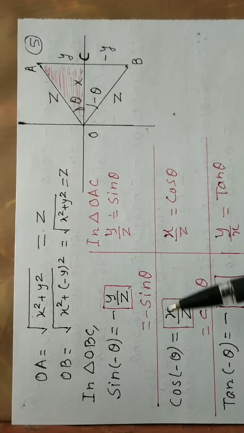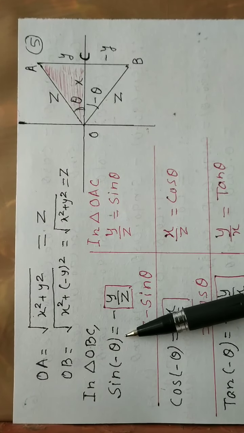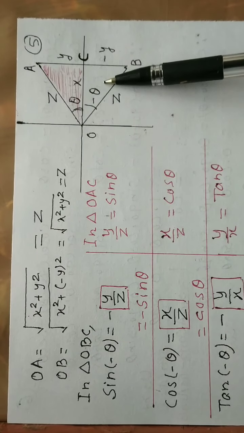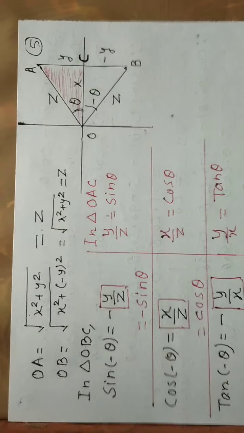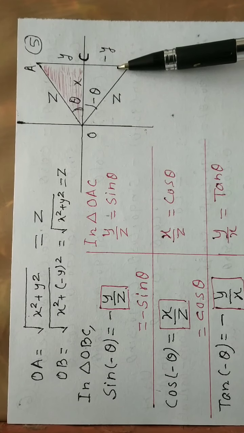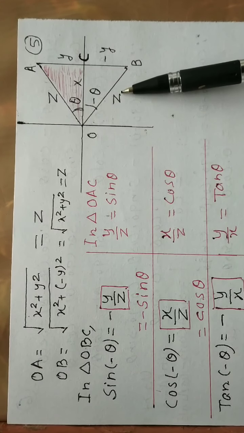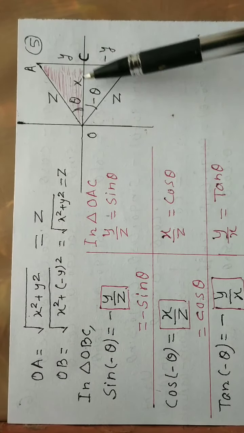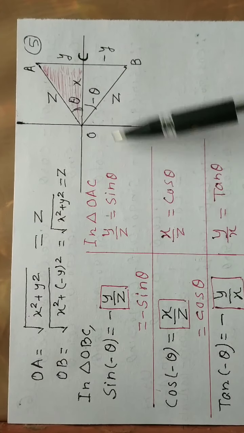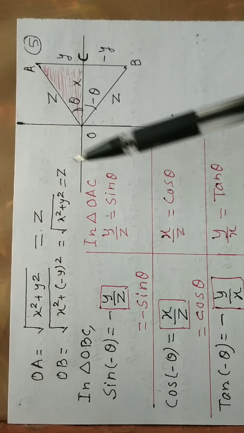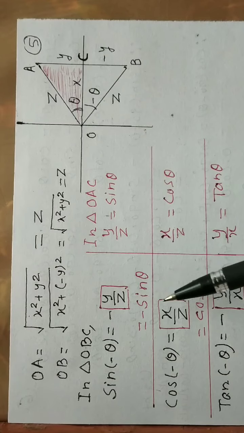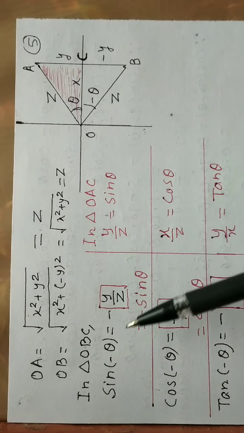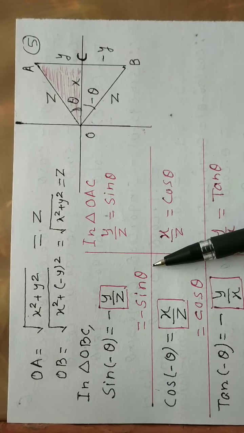Now there is one more proof of sin minus theta. Sin minus theta, from this triangle, is equal to minus y by z. But from the red triangle, y by z is sin theta. So putting the value of this box, we get minus sin theta. So sin minus theta is equal to minus sin theta.